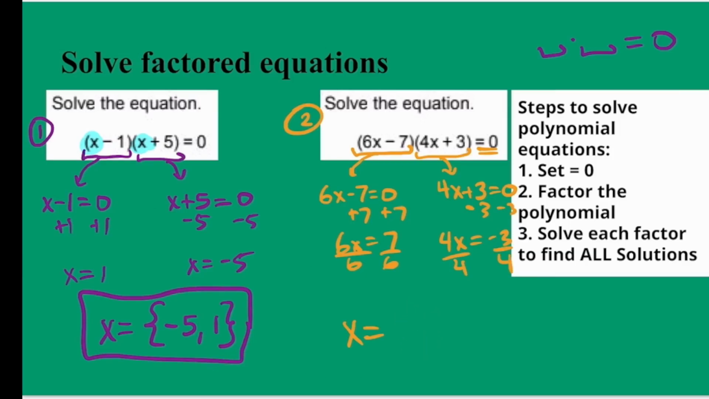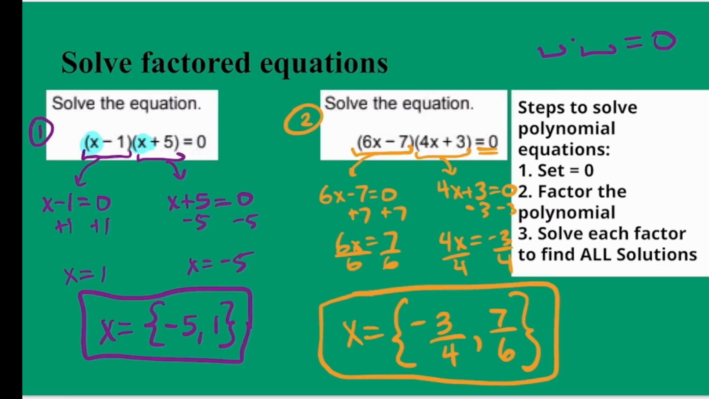-3/4. You always want to try to write your answer in increasing order, so smaller numbers first. So -3/4, 7/6. That is a list. You have two answers, so you use the brackets. And again, this problem has two x values. If you have a problem that has 3 factors and 3 different x values, you're going to get 3 answers. 4 factors can give you 4 answers.